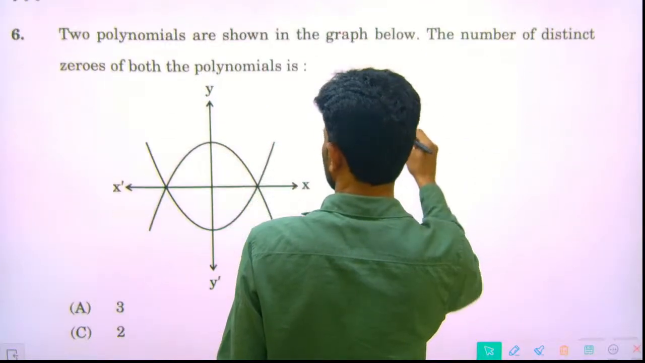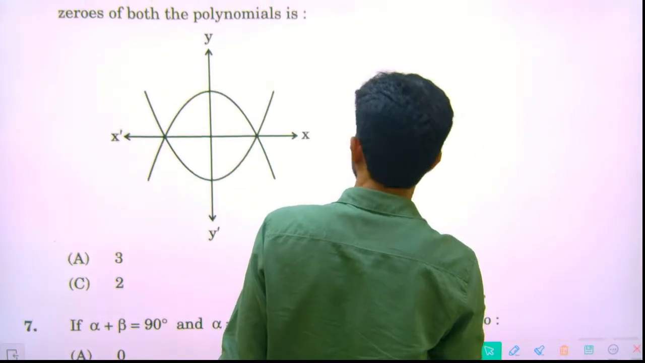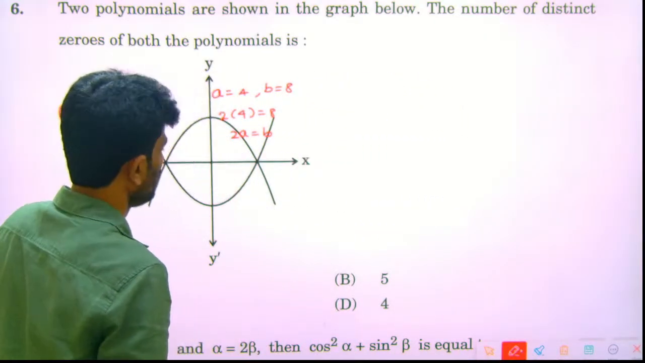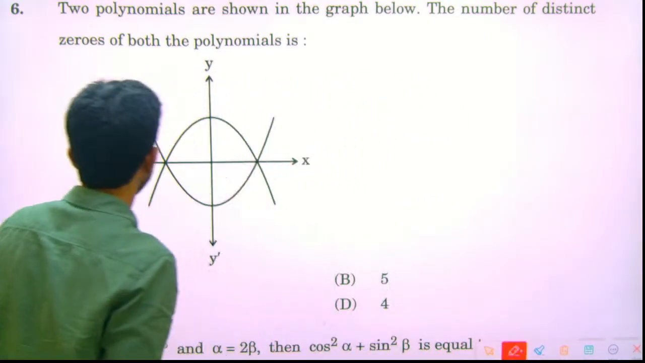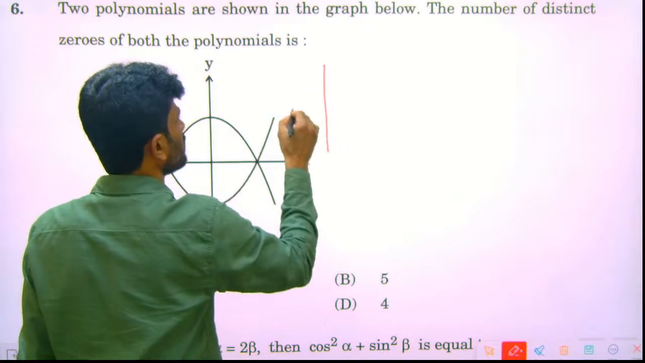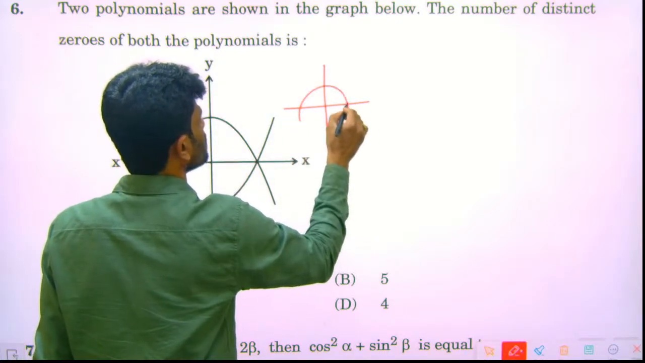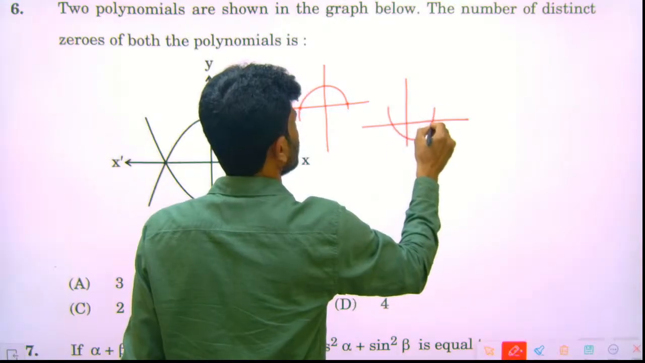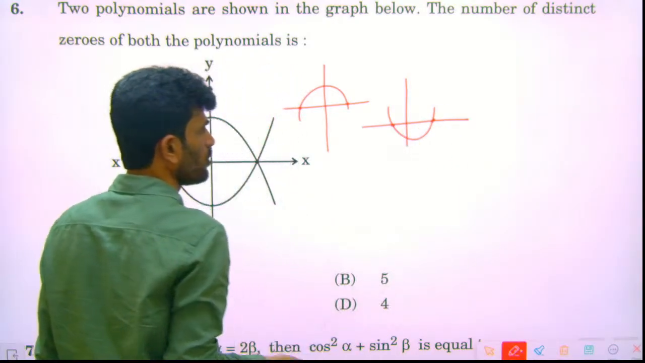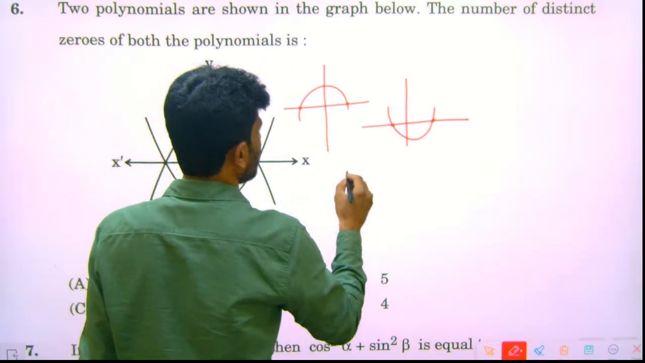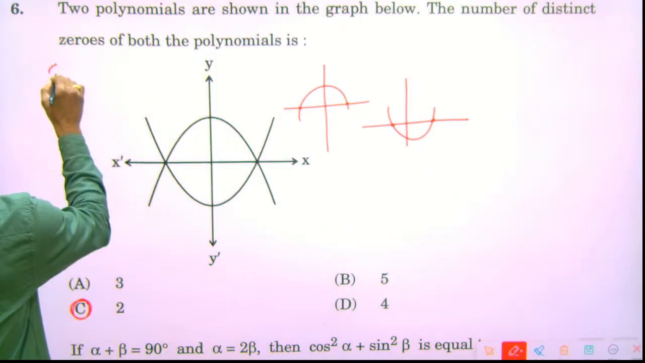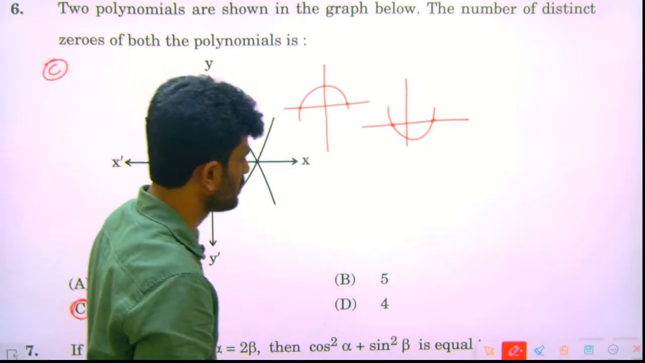Question number 6 is also done. Before, we have done it in set 1. The first polynomial has two different zeros, and the other polynomial also has two different zeros. So for both the polynomials, the number of different zeros is 2. Option C is correct. This is 6.